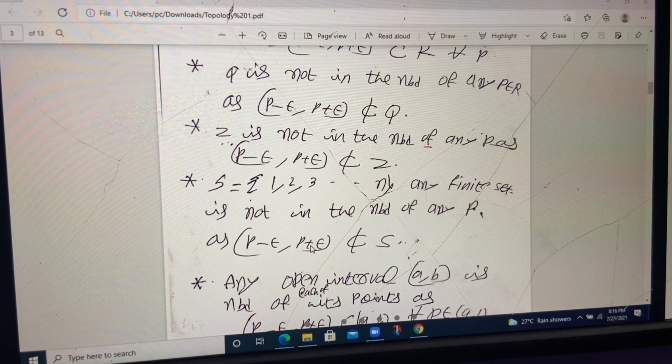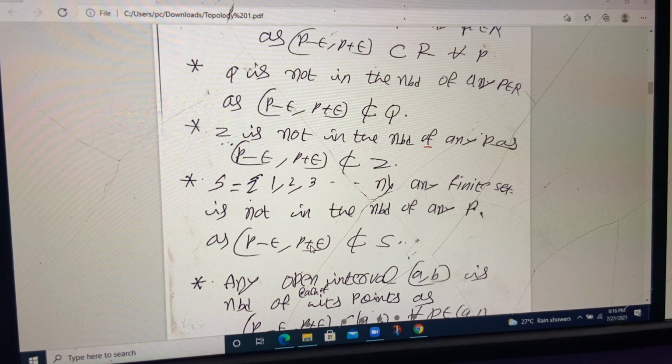Because the open interval 1 minus epsilon, 1 plus epsilon contains decimals also, rationals, irrationals, decimals, everything. But S contains only selected numbers. So this cannot be contained in this. Therefore, a finite set is also not in the neighborhood of any of its points. And no point of this is an interior point.